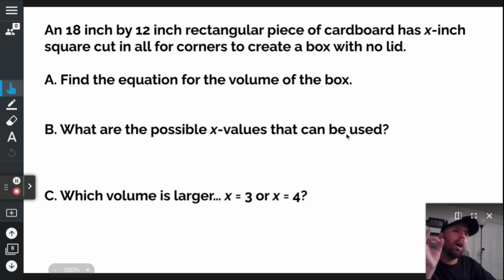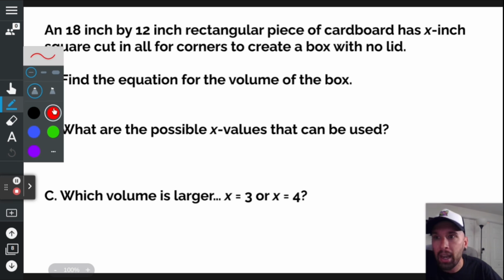This is from like section 11 or section 12, where we'll start to do some word problem-y modeling. This is a very calculus-like problem, okay? I taught calculus for years. I give this exact same problem every single time. An 18-inch by 12-inch regular piece of cardboard paper has x-inch square cuts in all corners to create a box with no lid. Let's draw that out.